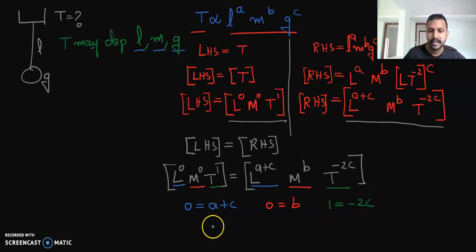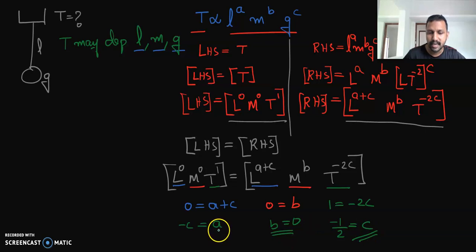Okay, then if 0 equal to A plus C, we could say A equal to minus C. And over here we are getting B is equal to 0. Therefore, now we know the variable B is 0. And if 1 is equal to minus 2C, what is C? We take the minus 2 to the other side and we get minus 1 by 2. Therefore, the value of C is minus 1 by 2, and the value of B is 0.